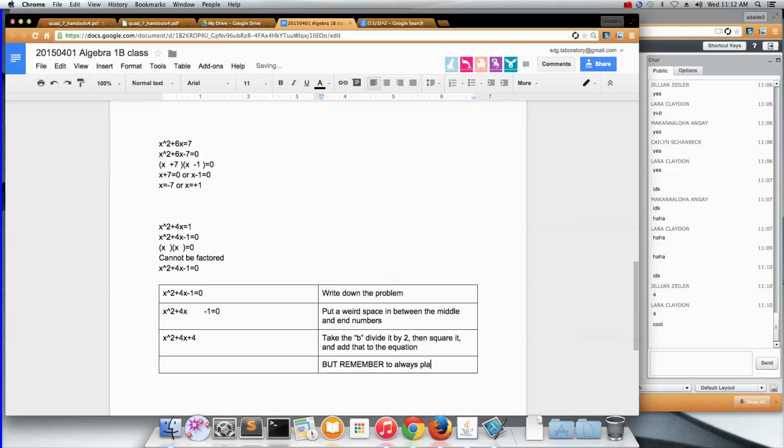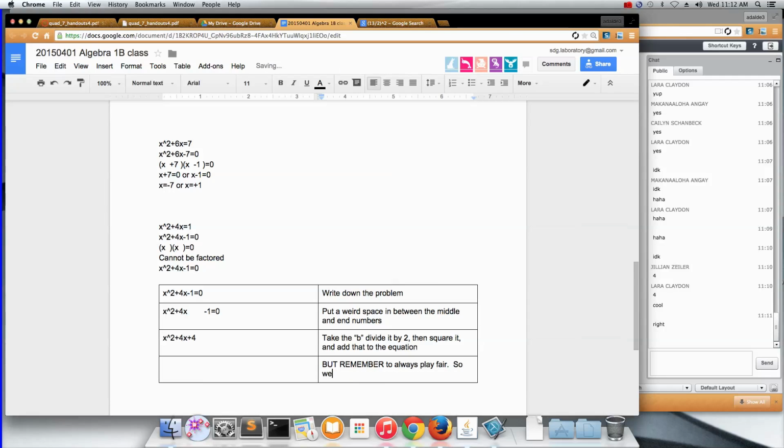Okay. So what we should do is add 4, right? But remember, we have to always play fair. We can't just go and straight up go into that space that we added and say plus 4. That's not fair, right? So we're going to add and subtract the same number.